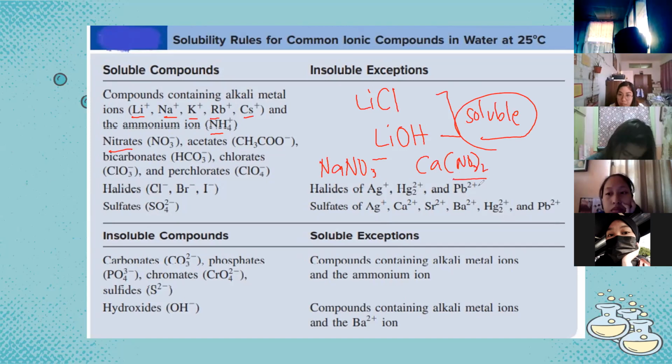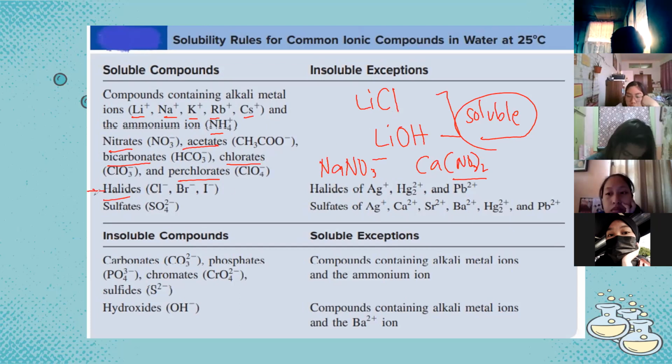Basta may nitrate ka diyan, again, soluble din siya sa water. So, hindi ka magkakaroon ng precipitate diyan. Aside from that, we have the acetates, the bicarbonates, chlorates, and even the perchlorates. They are all soluble in water. And the halides also will be soluble sa water.